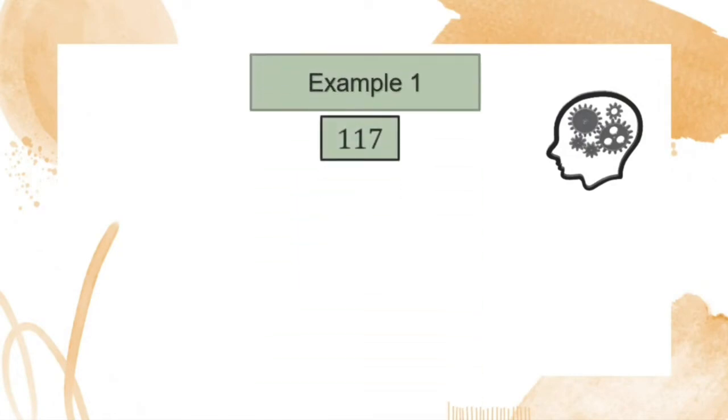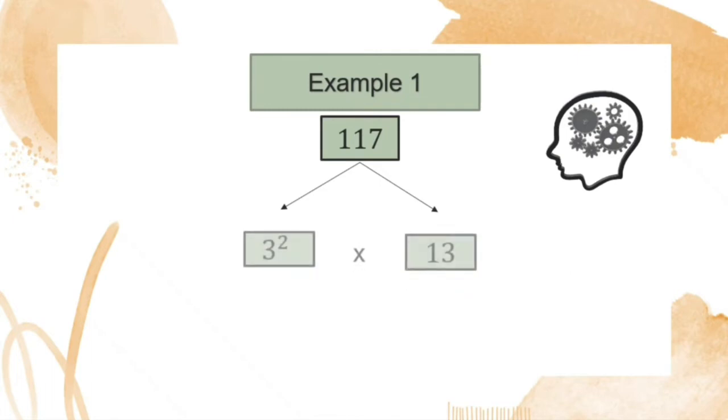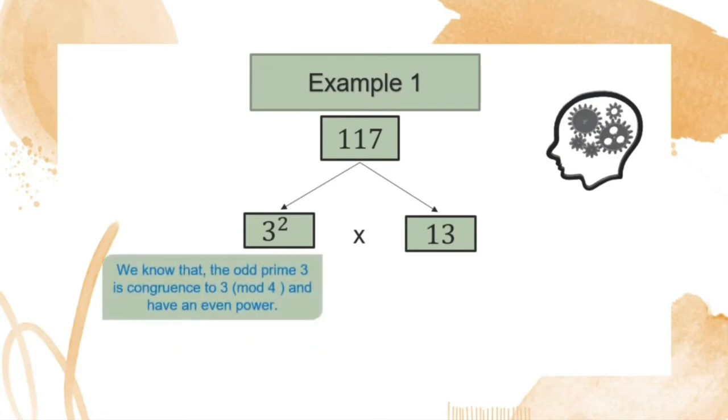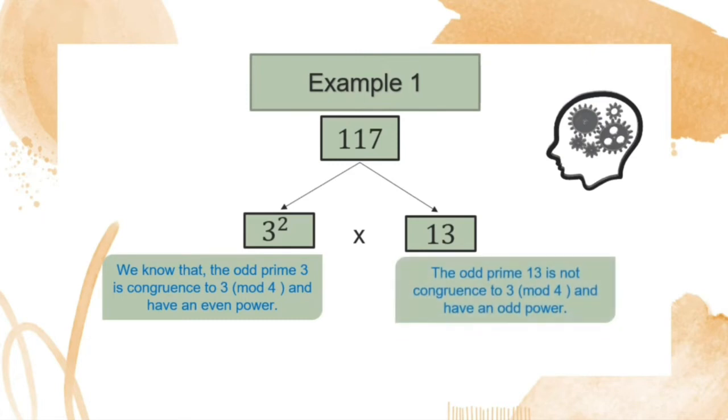Example number 1. Number 117. We know that 117 can be expressed as 3 to the power of 2 times 13. The odd prime 3 is congruent to 3 mod 4 and has an even power. The odd prime 13 is not congruent to 3 mod 4 and has an odd power.